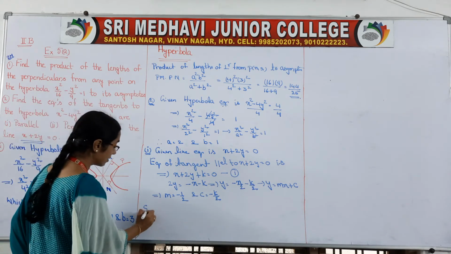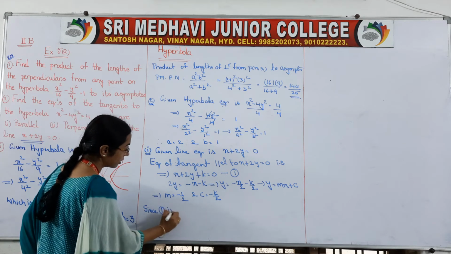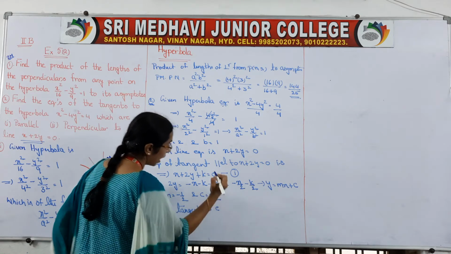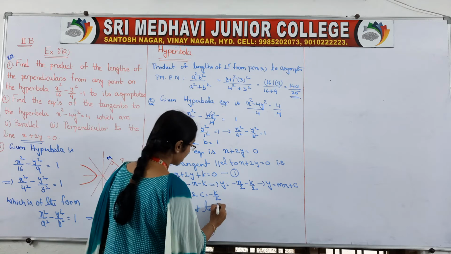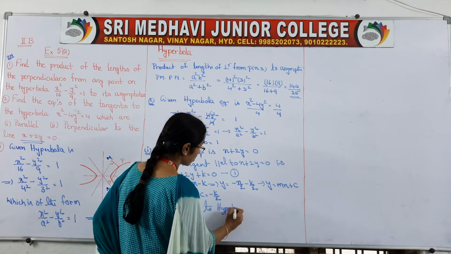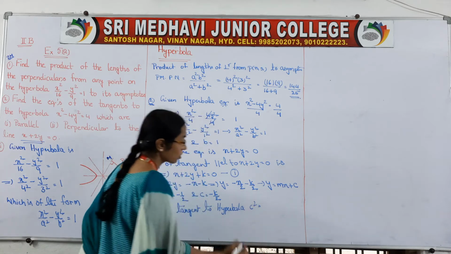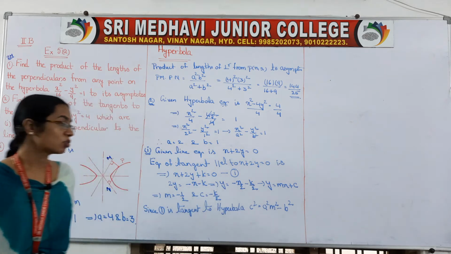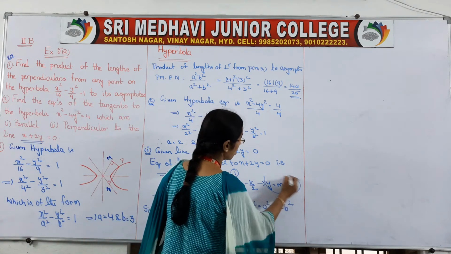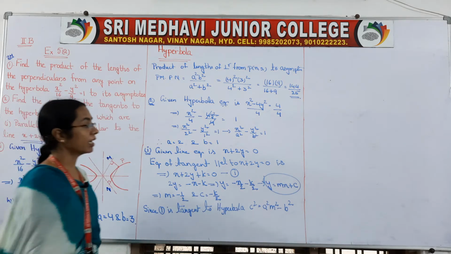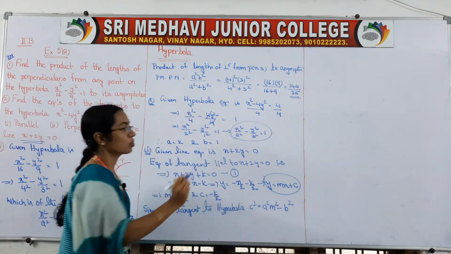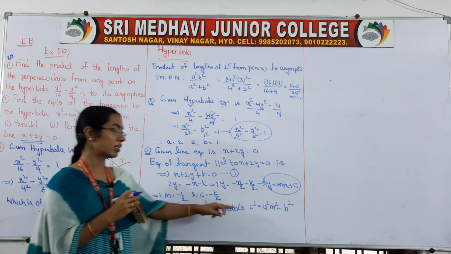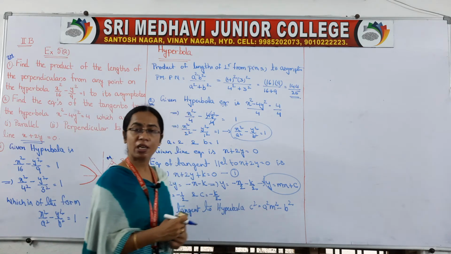Okay. So since this line is tangent to the hyperbola, right, what is the condition? For a hyperbola, the condition is c square is equal to a square m square minus b square. So the line y is equal to mx plus c will be a tangent to the hyperbola x square by a square minus y square by b square is equal to 1 if the condition c square is equal to a square m square minus b square is satisfied.